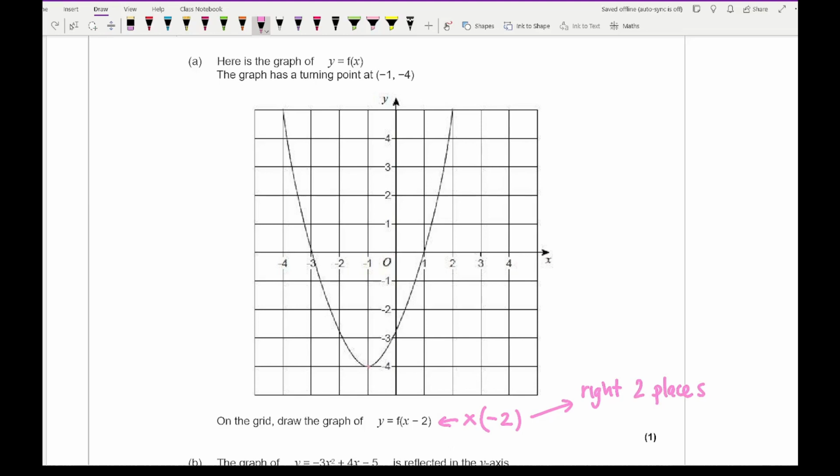So I'm going to pick this point here, I'm just going to shift it 2 places to the right, so it's here. This point becomes there, and this point here is going to become there. So what I then need to do is just join these points up with a smooth curve and then just continue it. And so it should look something like that.